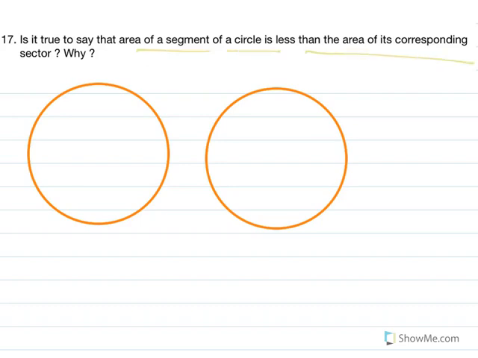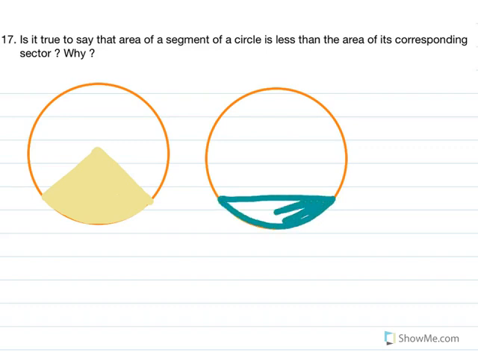Is it true that the area of the segment of a circle is less than the corresponding sector? Let us see what is segment and what is sector. First I'm going to draw the sector. So this is the center. This is the sector of the circle. Now let me denote what is the segment of the circle. The segment of the circle is a chord with the arc. So this is the segment of the circle. And you will definitely agree that the segment is less than the sector. So here we have the sector and this is the segment.